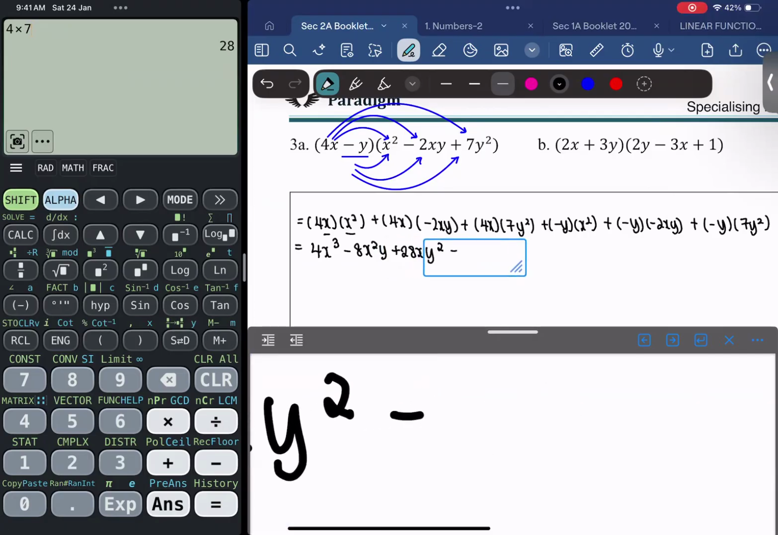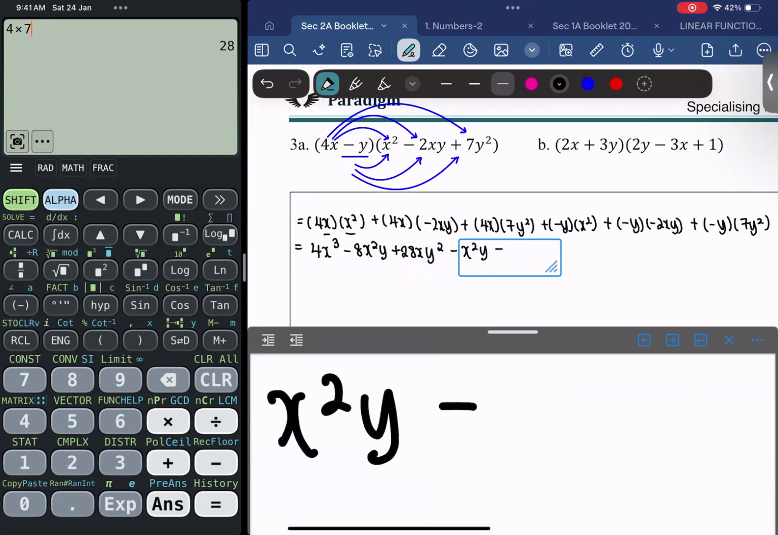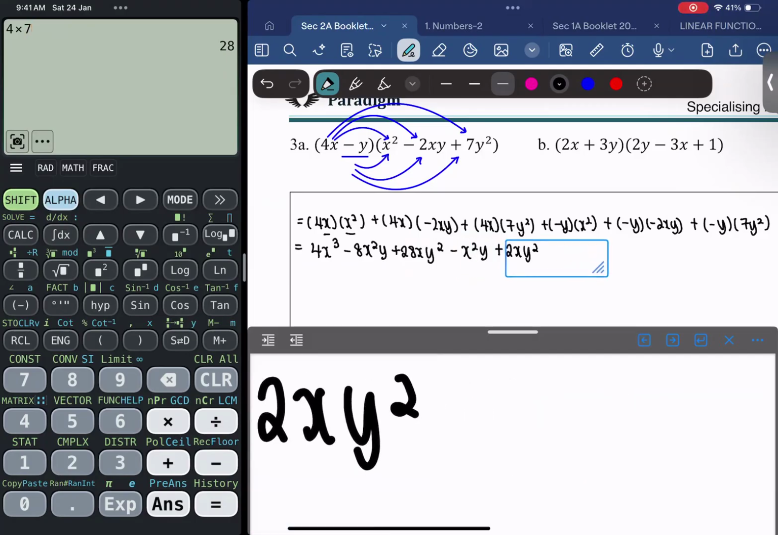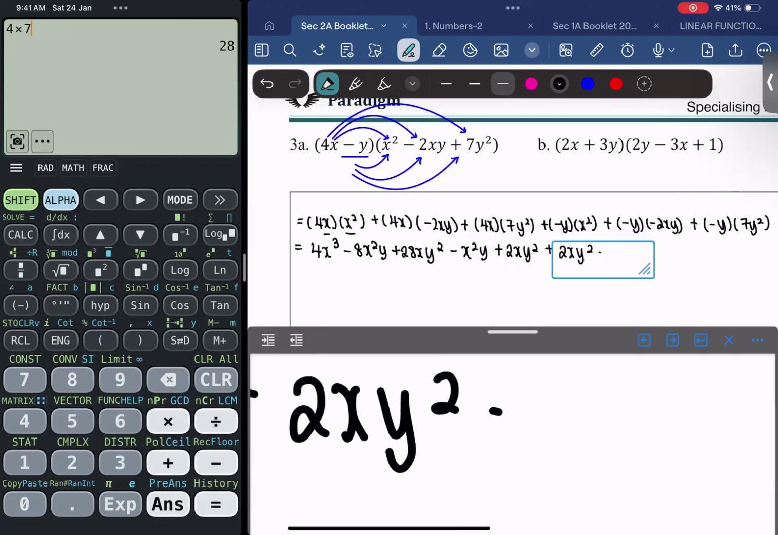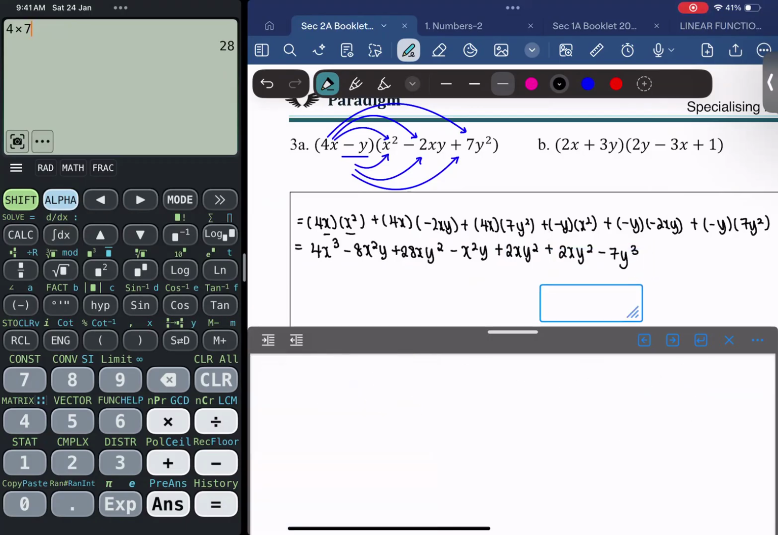Alright, next. Negative x squared y, positive 2xy squared, minus 7y cubed. So this is actually how the answer looks like. But don't forget, we have to rearrange and we have to simplify it. Okay, y'all copy first.